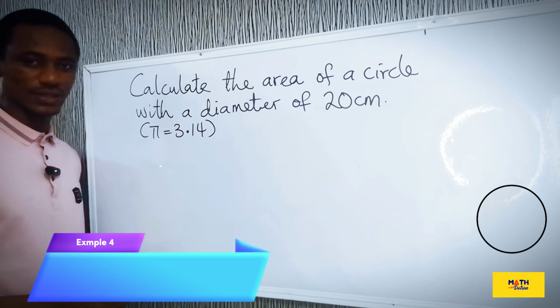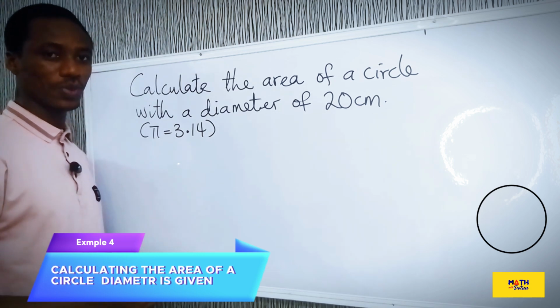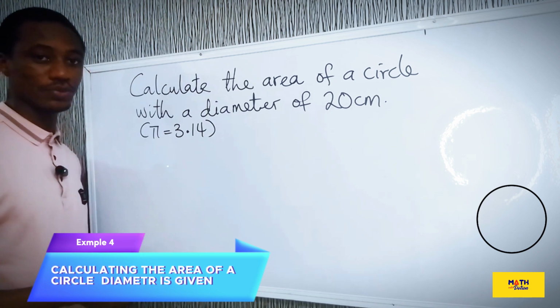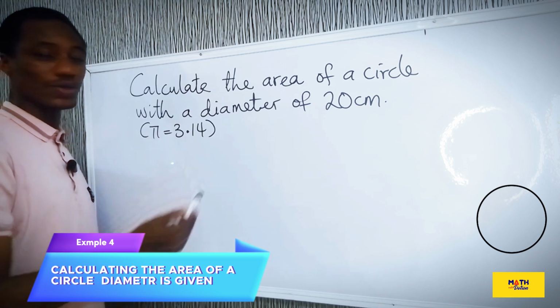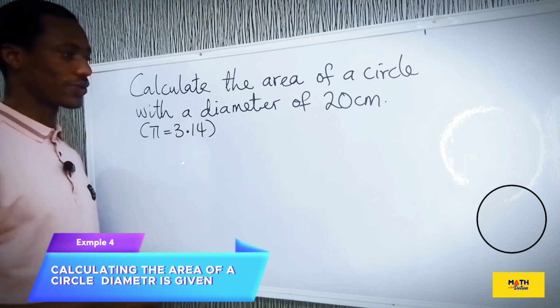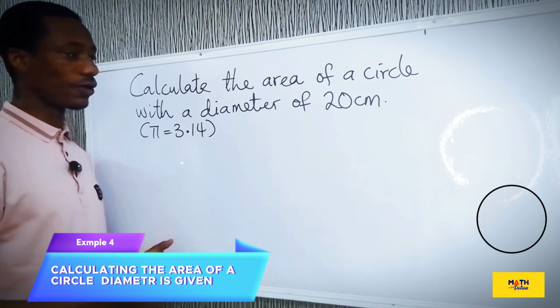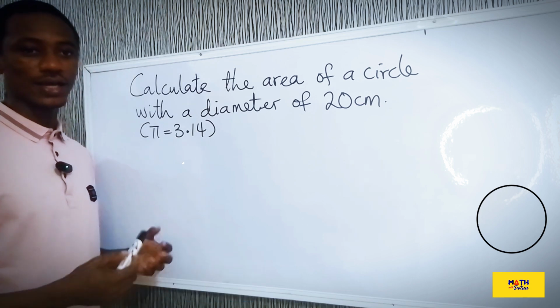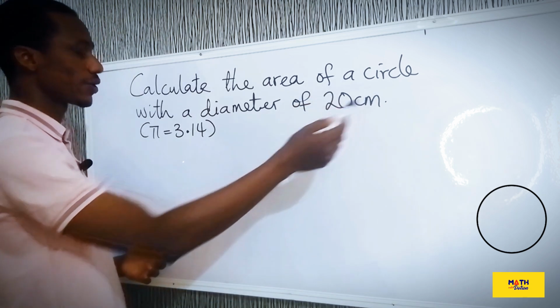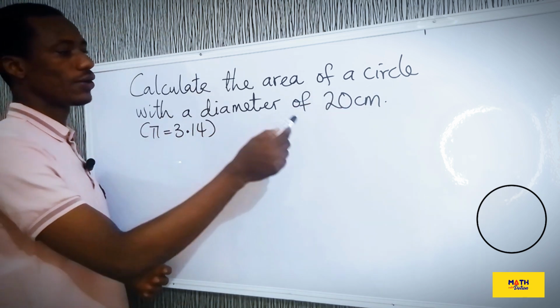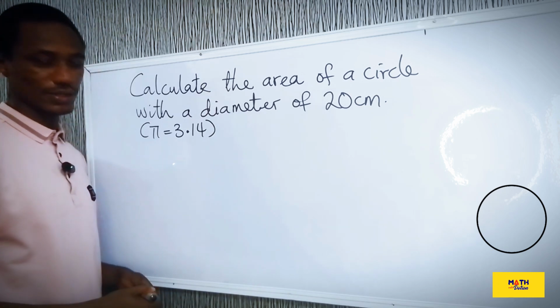Alright, this is example 4, the fourth example in this series. We have to calculate the area of a circle with a diameter of 20 centimeters.